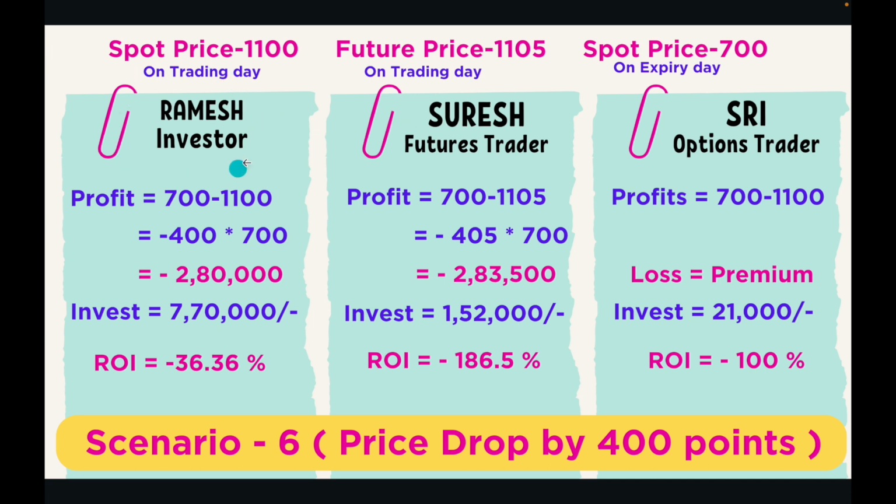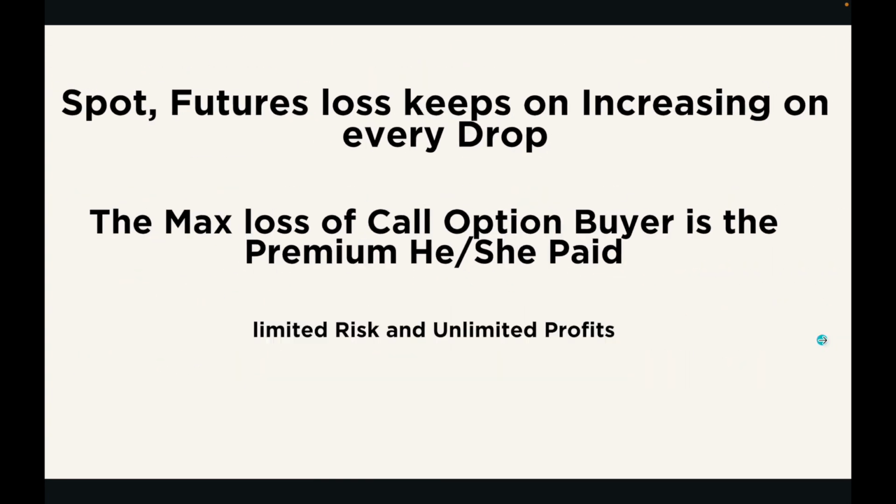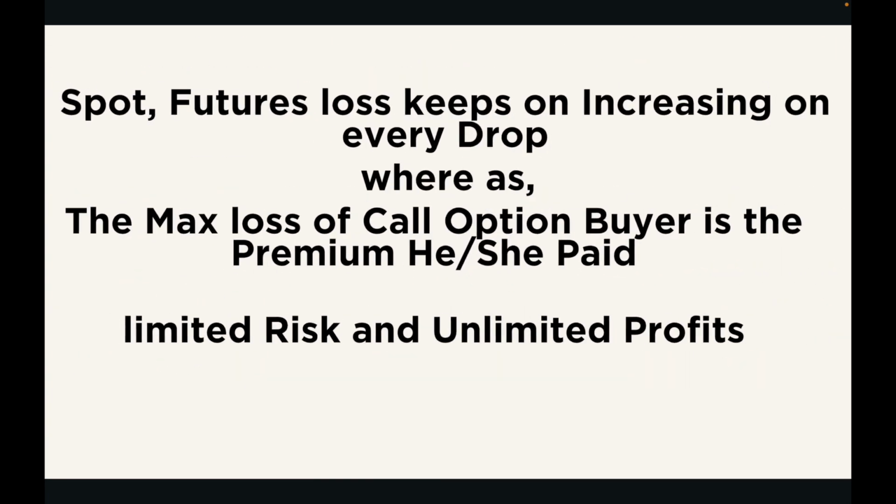Just leave Ramesh the investor, but if we compare both guys, Suresh is obligated. He is obligated and he should take this loss. But coming to Sri, he will not. So they will not execute the trade. That's the reason they will book the loss itself. So now by this, what can we conclude?